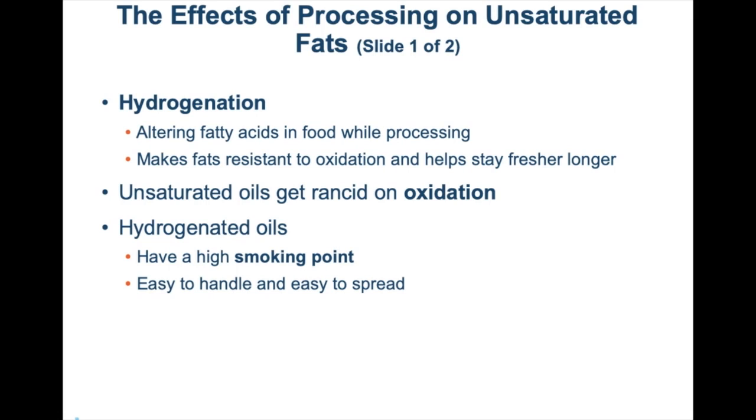When food manufacturers process foods, they often alter the fatty acids in the fat or within the triglycerides through a process called hydrogenation. Hydrogenation of fats makes them resistant to oxidation, which helps improve the product's shelf life, so for food manufacturers, of course, this is desirable. Some of the unsaturated fatty acids become more saturated.